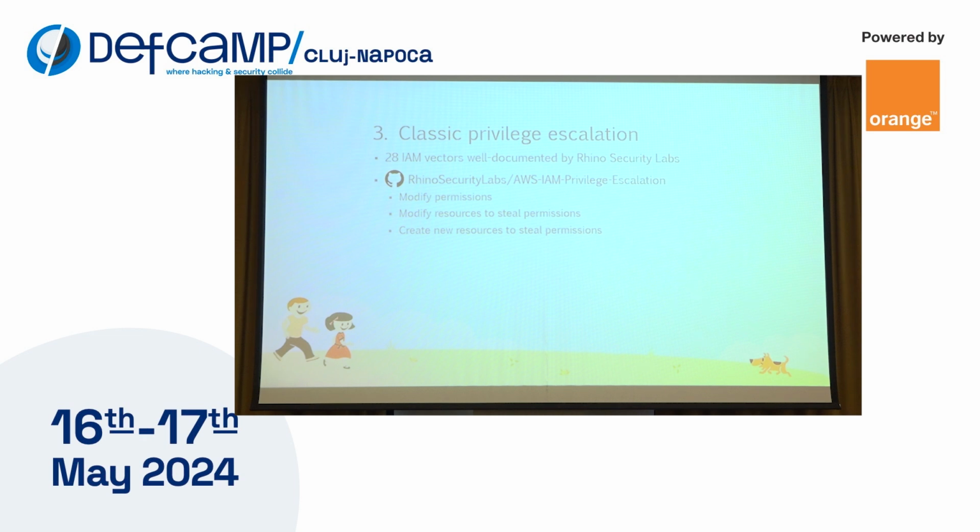I think it is the best resource out there if you're just starting with Privesc on AWS, so I highly recommend it. Every vector, basically, either modifies your permissions, modifies resources to steal permissions, or creates new resources to steal the permissions from these resources. Basically, that's how these IAM vectors are working. And let's see some examples.